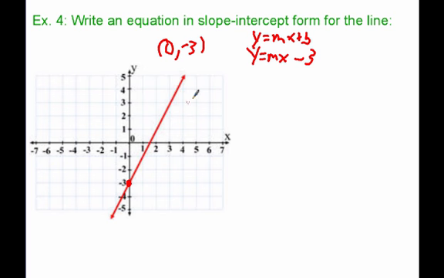So I know this is going to be y equals mx minus 3, because that's my y-intercept. Now I need to figure out m. So to figure out m, I need to find another point on this line. Well, here's one. 1, negative 1. So now I need to figure out my slope.